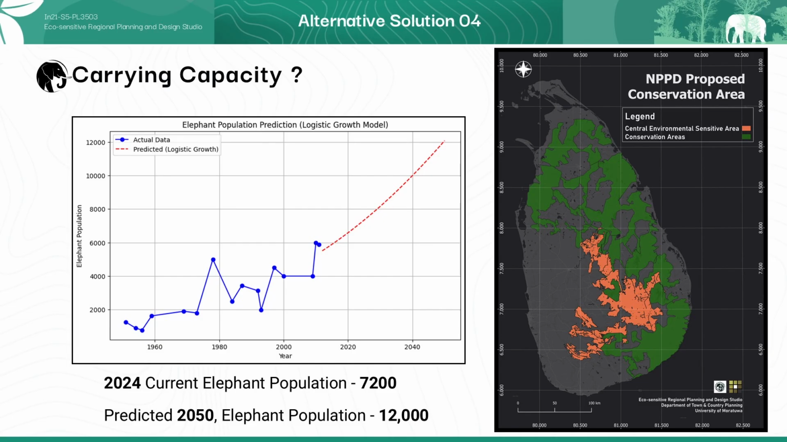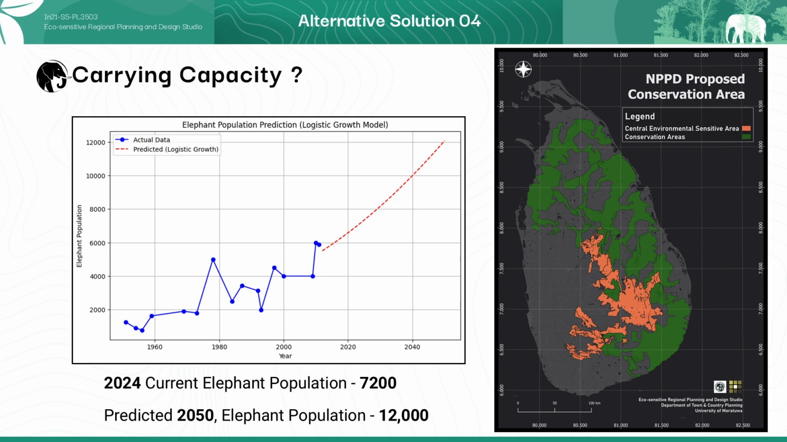So, how many elephants are in Sri Lanka now and how many will there be in 2050? When it comes to numbers, there are several disagreements. Based on 2011 census data, we predicted the elephant population for 2050 using a logistic growth model. It seems like in 2050, nearly 12,000 elephants will be in Sri Lanka. In this map, you can see the conservation area proposed by the NPP for 2050. So, is this area enough for those elephants?